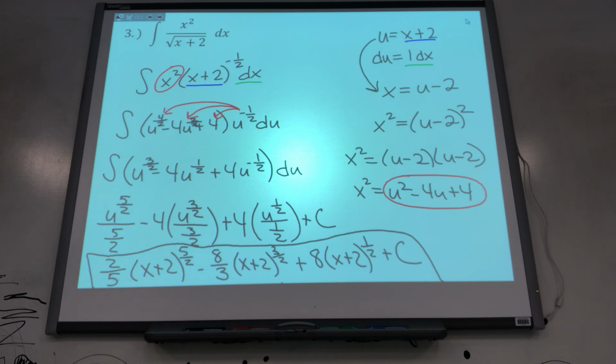Change of variable. Anytime the integrand still has an x. Any questions about number 3?